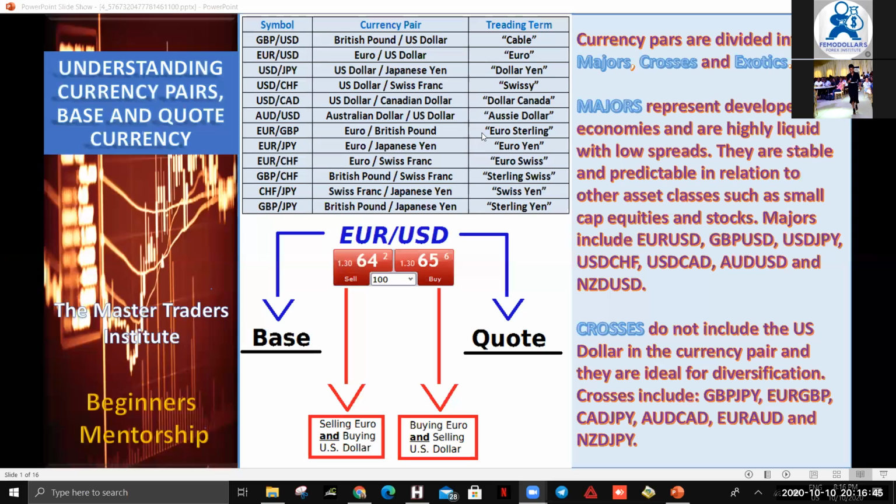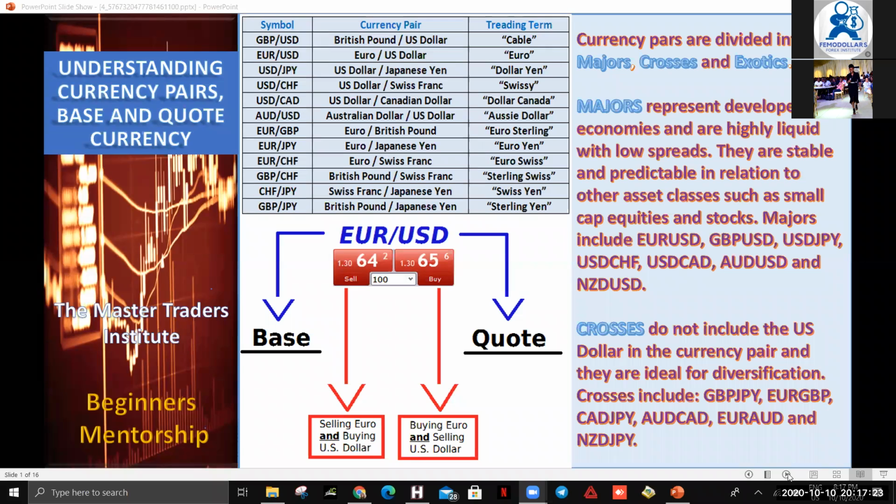Then exotic pairs are those that also do not include US dollars in the currency pair, and they ideally offer diversification. Crosses include JPY, Euro, GBP, Canadian dollar, and Australian dollar. See all those pairs, they don't have USD in them. That makes them crosses. If we continue, the exotic pairs are the ones with low amounts of volatility. That tells you what it means.